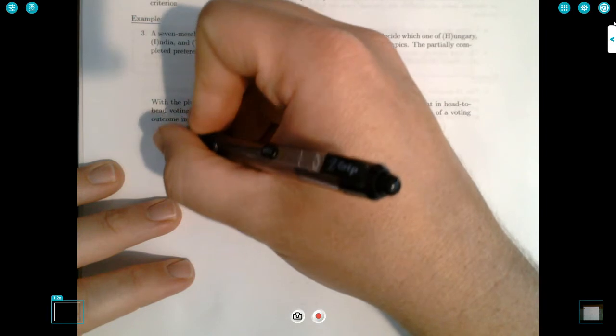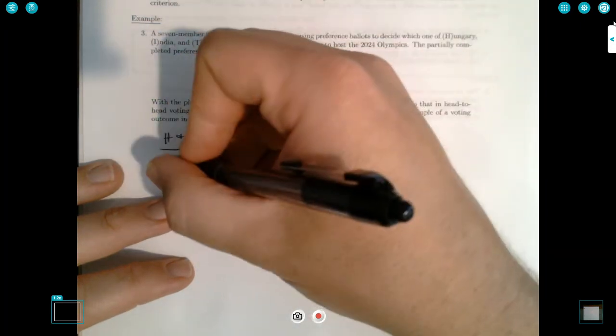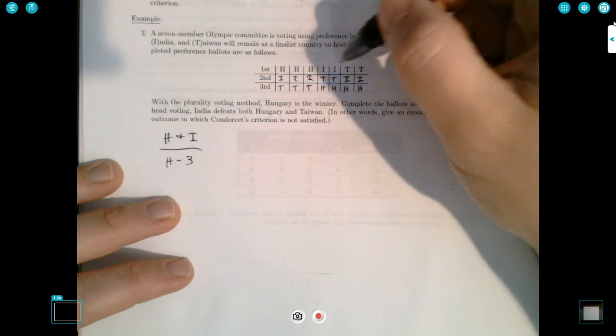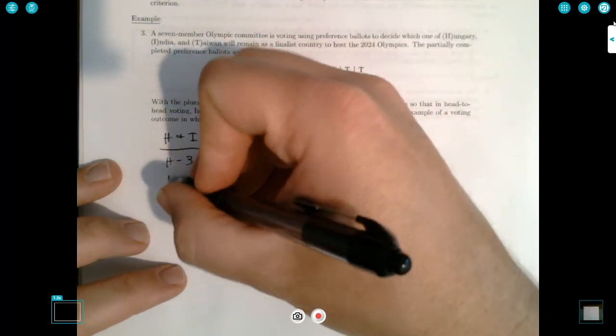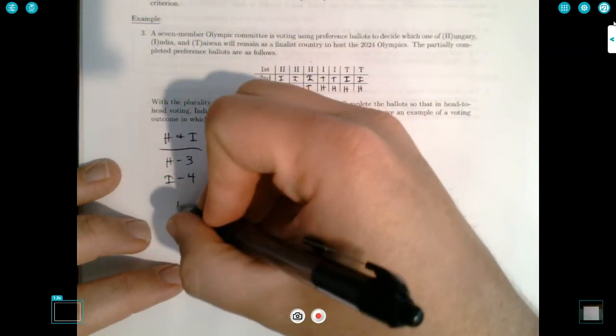Okay. So if we fill it out this way, now we can check our work, right? If we do a head-to-head race between Hungary and India, Hungary's going to win 1, 2, 3 times, and India's going to win 1, 2, 3, 4 times. So India wins.